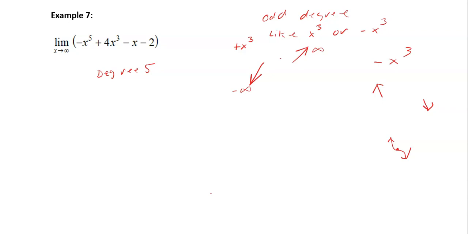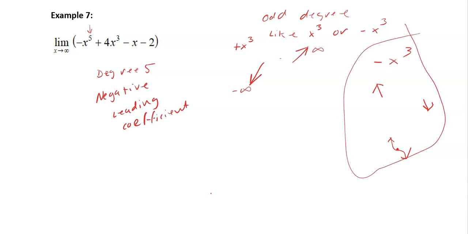So the ends of x to the fifth will behave like the ends of x cubed, but you notice I have a negative in front of x to the fifth. I have a negative, what we call leading coefficient. A coefficient is a number that multiplies a variable expression, or a variable term, I guess. So because I have a negative, I choose this.